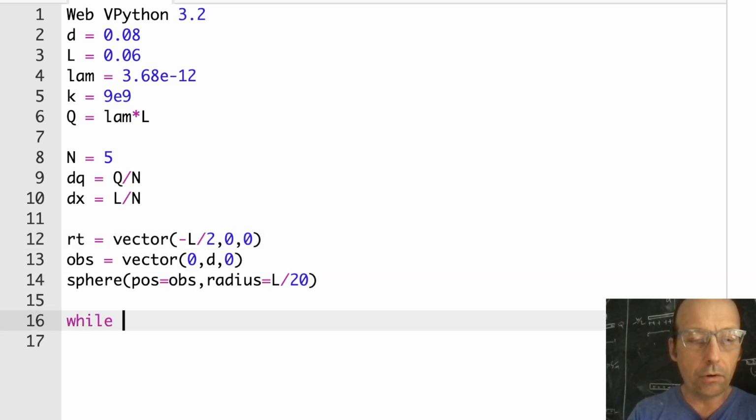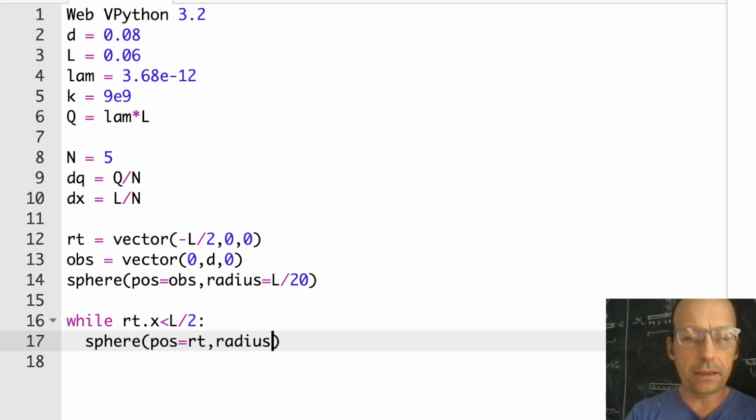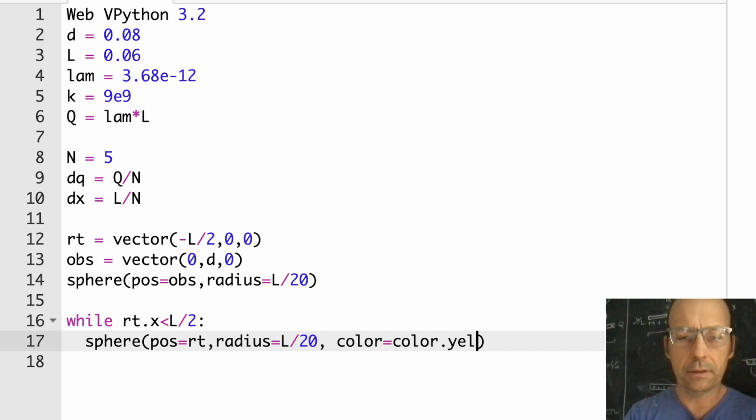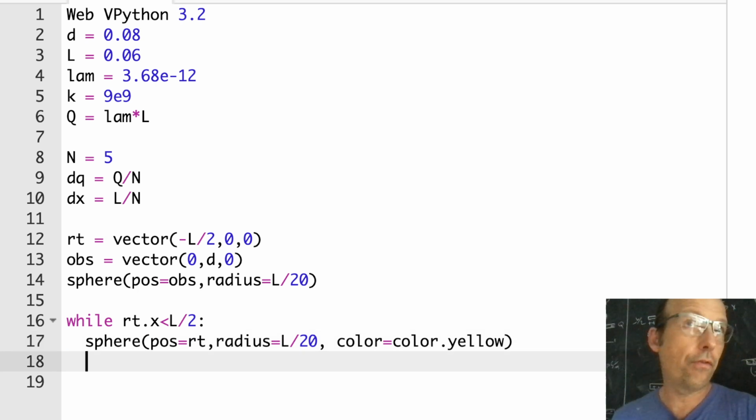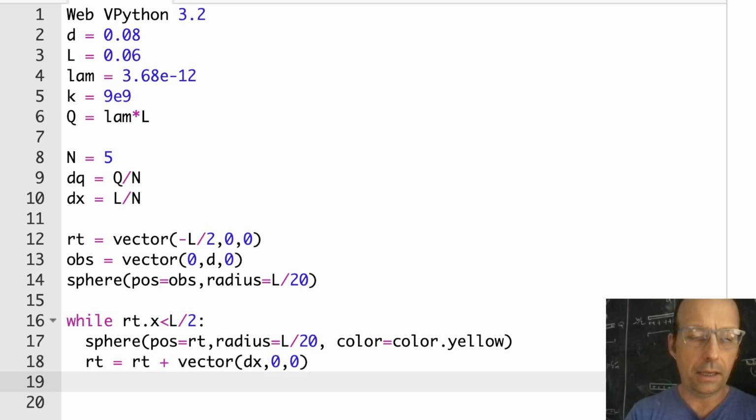So while RT dot X is less than L over 2, I'm going to do the following. Make a sphere. So sphere position equals RT, radius equals, let's say, again, L over 20, color equals color.yellow, just so it's different. And then I'm going to move my RT vector. RT equals RT plus vector dx, 0, 0. And then that should be it. Let's see if that works.